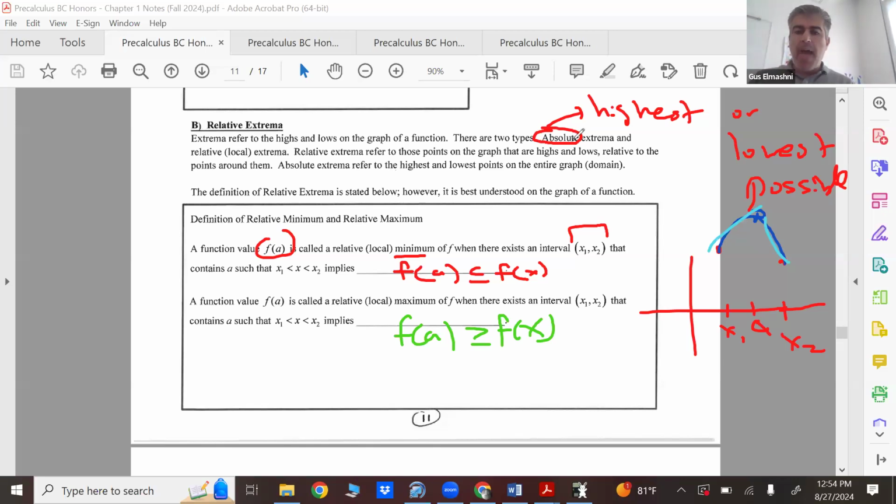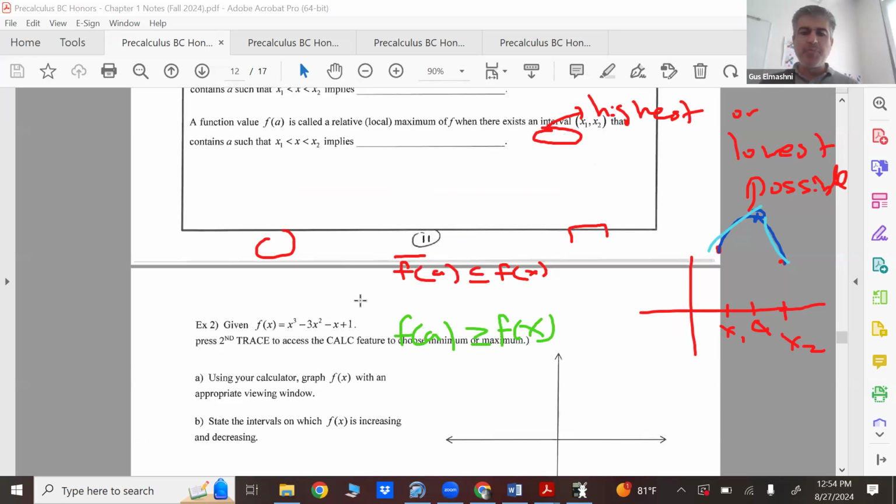And by the way, absolute extrema also count as relative max and relative mins. It's just that absolute gets a very special designation. It's kind of like all squares are rectangles, right, but not all rectangles are squares. Squares are very special, quadrilaterals, kind of the same thing.